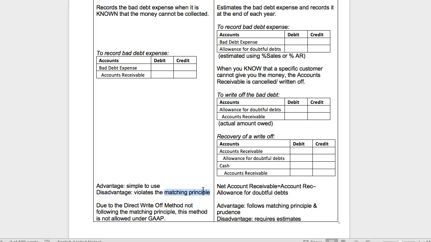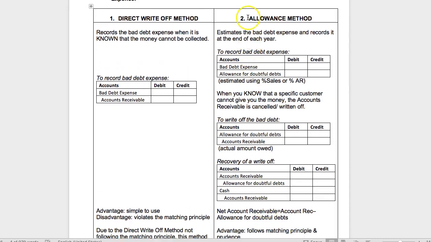So because of this reason, this method is not allowed under GAAP. Not every company has to follow GAAP, but if you're a large public company with shareholders, you do have to follow GAAP, so they cannot use this method. If you're just a small company with one owner, this would be fine. So large companies are required to use this method, the allowance method. So if you read the annual report for companies, it's likely that they'll be using this method.